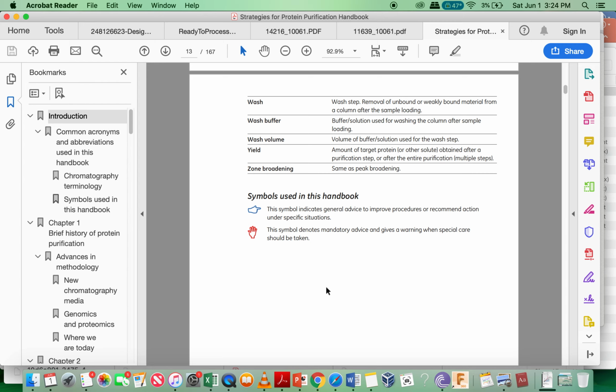This symbol indicates general advice to improve procedures or recommend action under specific situations. This symbol denotes mandatory advice and gives a warning when special care should be taken.